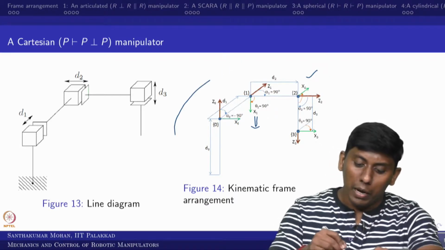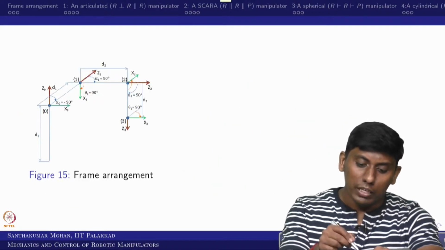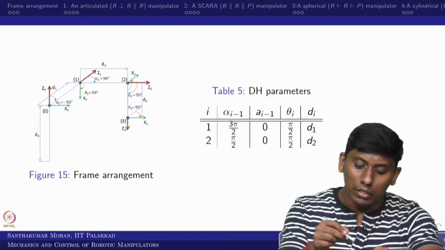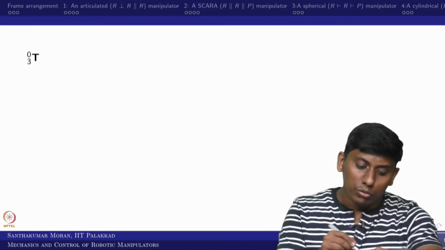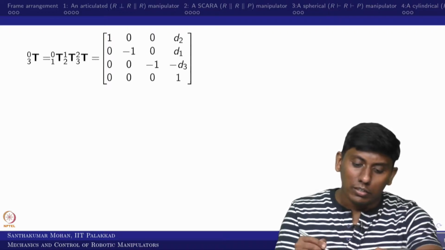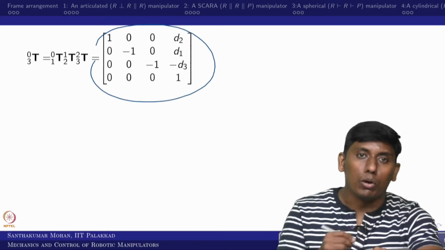I left this as an exercise. You find the DH parameters and cross check whether you are getting the same DH parameters that I am getting. So you substitute that. Okay. You substitute that, finally you will get this. So this matrix needs to be cross checked.